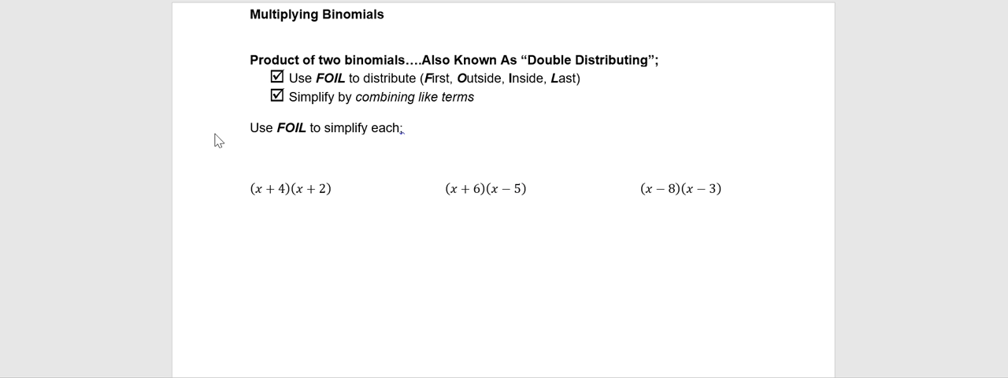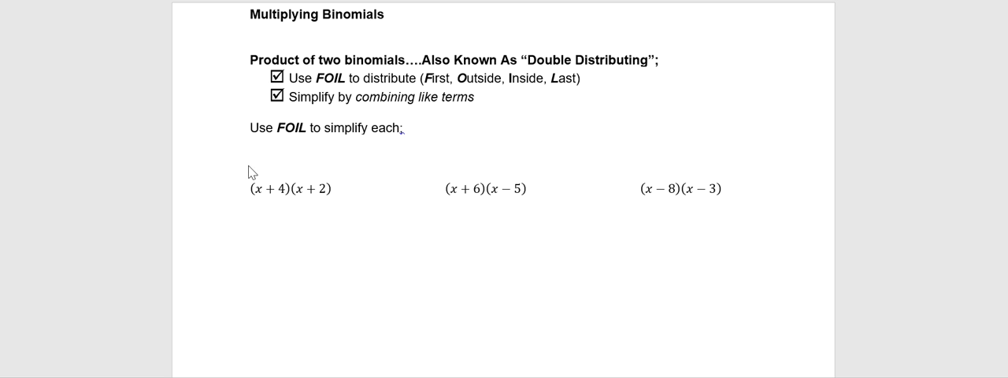So what we're going to be dealing with here is multiplying two binomials. So going back to the first example, we're going to multiply this binomial of x plus 4 by this binomial of x plus 2. And what we're essentially going to be doing is making use of the distributive property, but twice over, so double distributing.